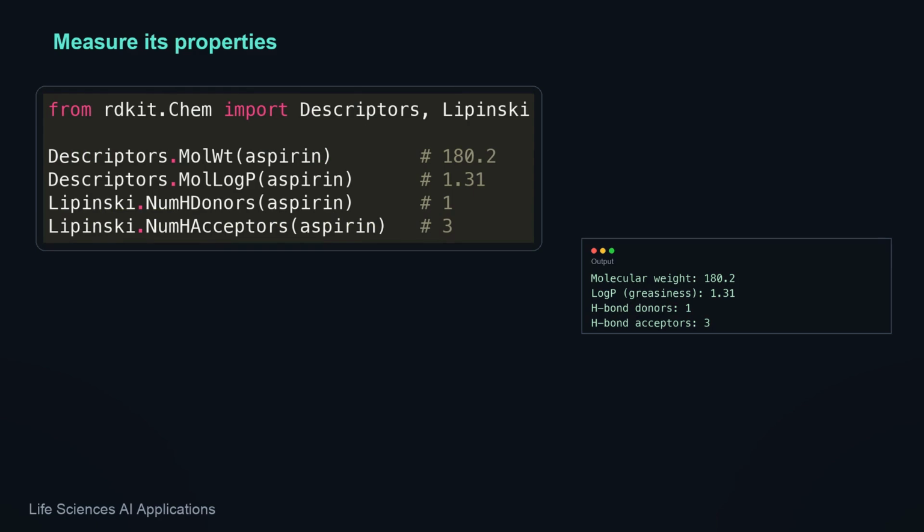Now the useful part. Molecules have properties that predict whether they can be drugs, and RDKit computes them in one line each. Molecular weight, how big it is. Log P, how greasy versus water-loving, which affects absorption. And hydrogen bond donors and acceptors, which affect how it interacts with the body. For aspirin, a molecular weight around 180, a log P of 1.3, 1 donor, 3 acceptors. Small, balanced numbers, the profile of a clean oral drug.